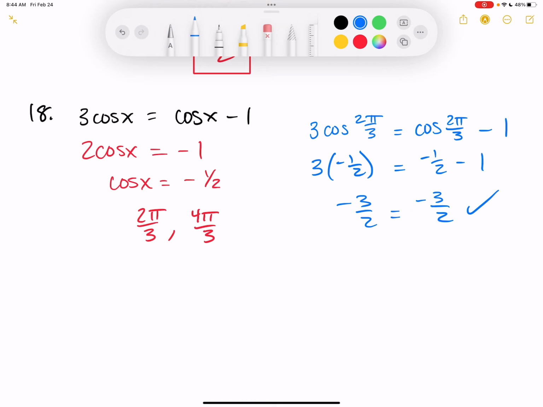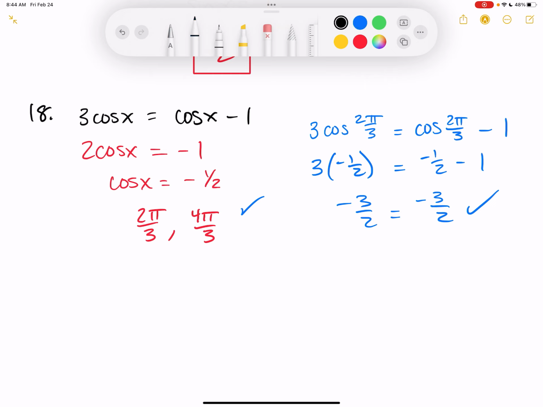And honestly, as long as you know that 4 pi over 3 is negative 1/2, it's going to end up being the same thing. So you don't really have to check it. Just acknowledge that you at least looked at it. You need to check at least one. If you have the squared ones, you need to check at least one of the positive and one of the negative ones, because that's where on occasion it will cause a problem.